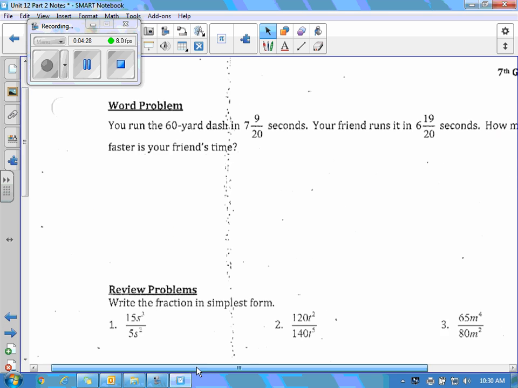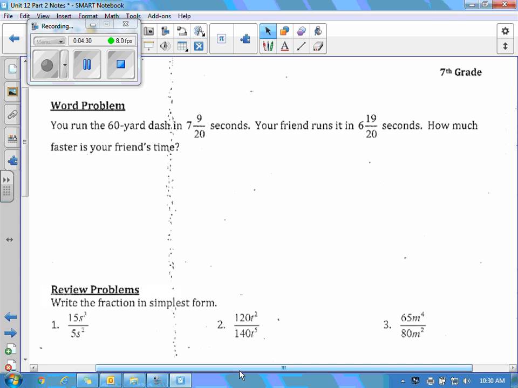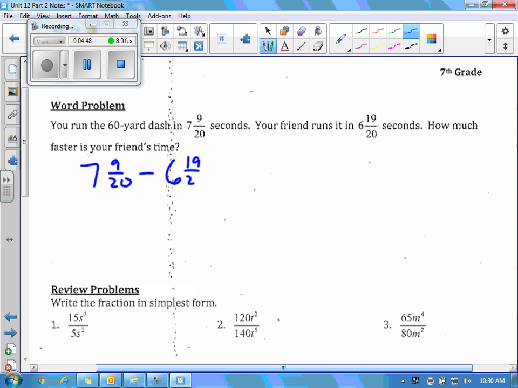Looking at the back side, it says you run the 60-yard dash in 7 and 9/20 seconds. Your friend runs it in 6 and 19/20 seconds. How much faster is your friend's time than yours? If you want to know how much faster your friend is, you're going to take your time and subtract your friend's time. Again, I'll show you a couple ways to do this. The first way would be to make both of these improper fractions.